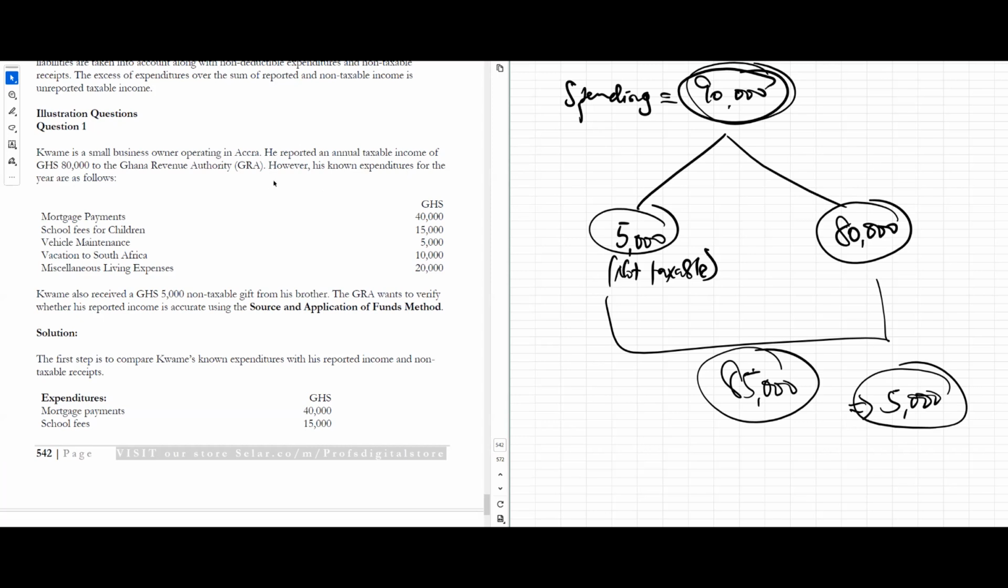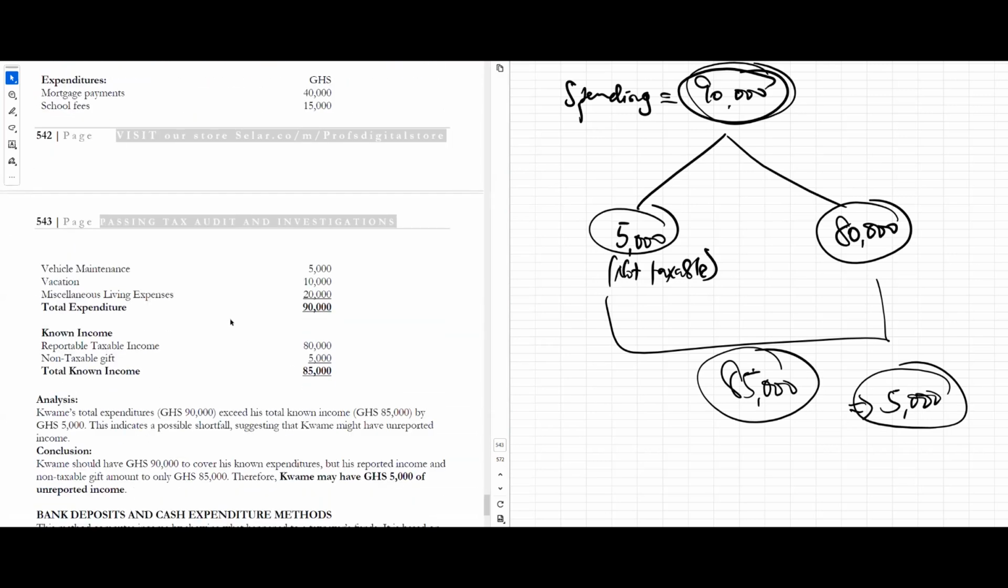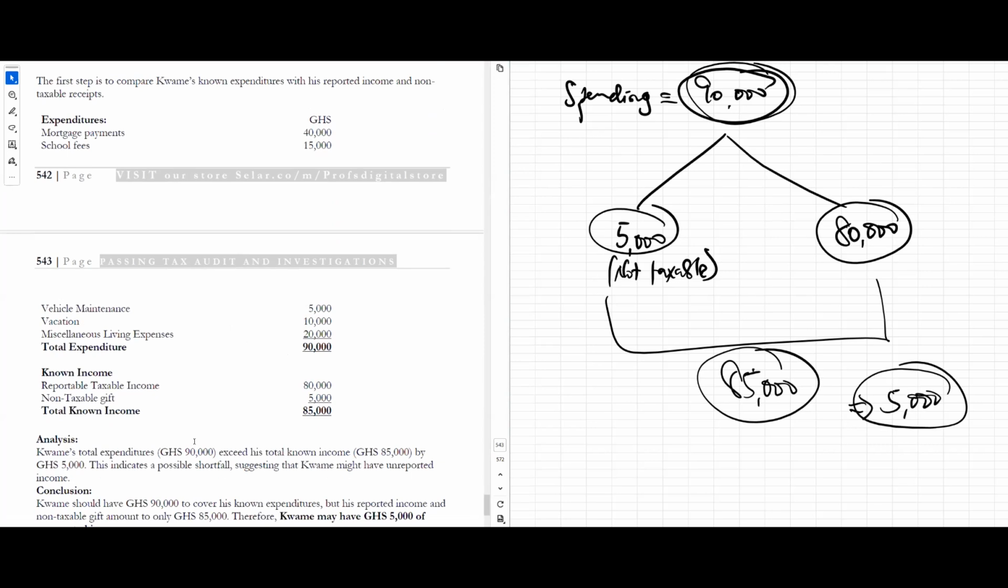This is what we call the source of funds and application method. Did it make sense? Yes, it does. Good. And you see how easy it is. So we are saying that when we look at his total expenditure, it's 90,000, right? And his known income was the reportable taxable income of 80,000 and then a non-taxable gift, making 85,000.